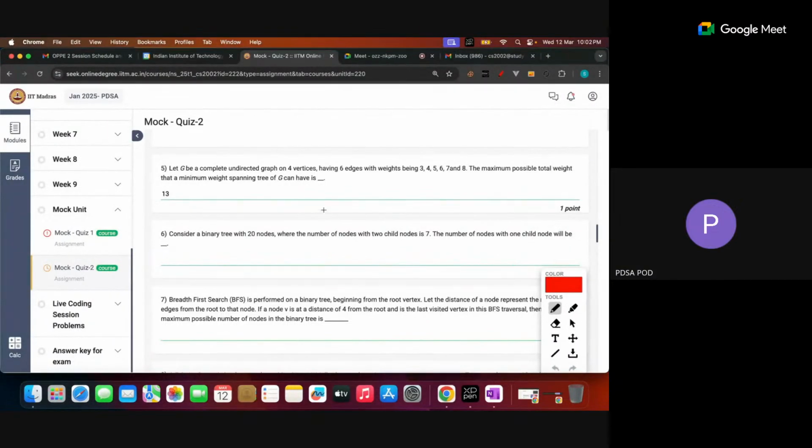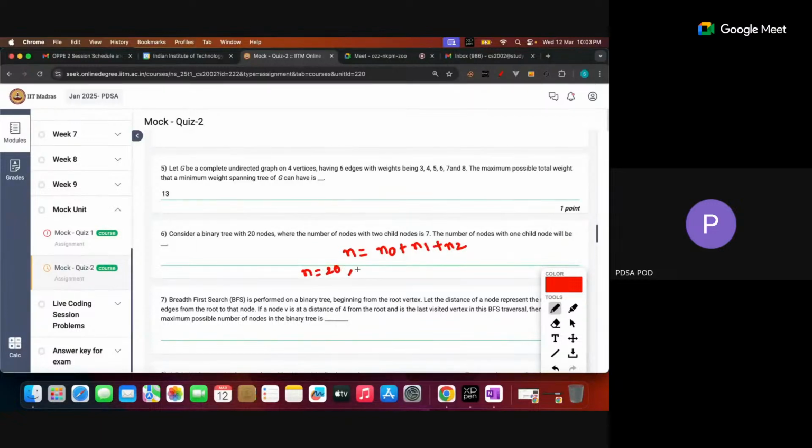So here, n is nothing but the number of nodes with 0 children, plus the number of nodes with 1 child, plus the number of nodes with 2 children. Am I right? We are trying to find out the kind of nodes in the binary tree: nodes with two children, nodes with one child, and nodes with no children. No children is called a leaf. So here already 20 is given, so n is already given as 20.